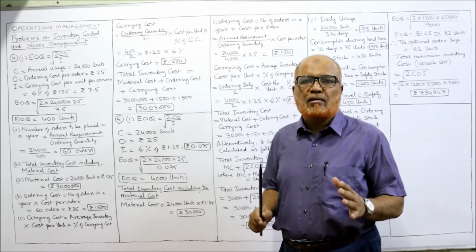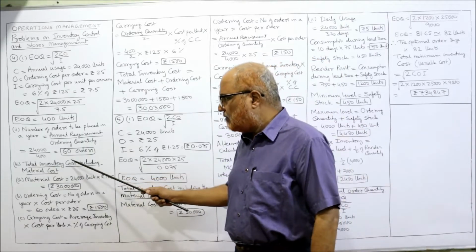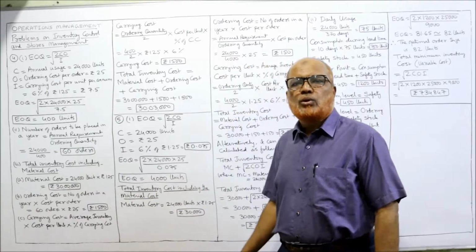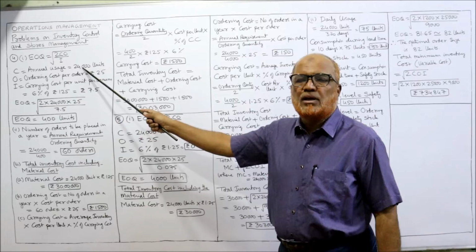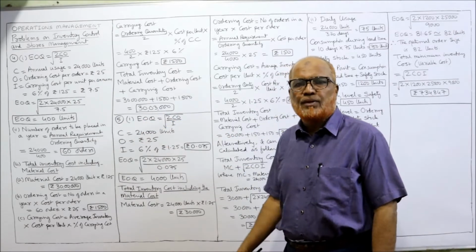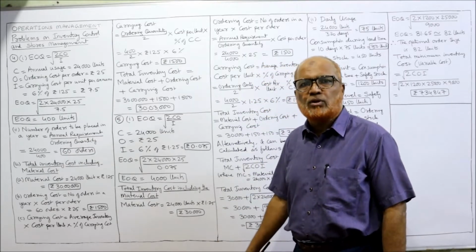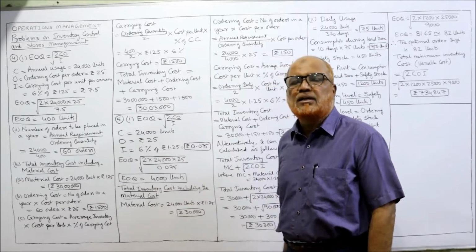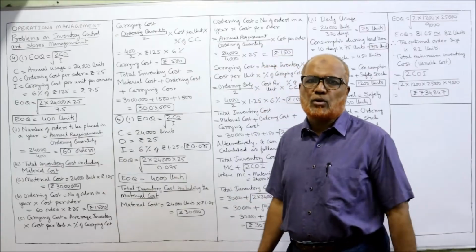First of all, we calculate individually. What is the material cost here? Total inventory cost including material cost. The material cost is, per annum, how many units we require? 24,000. And what is the cost per unit? 125 rupees. So 24,000 into 125, 30 lakh rupees. This is the material cost.